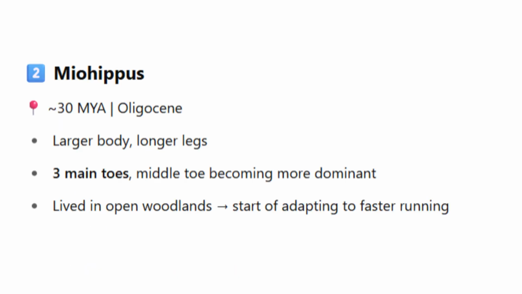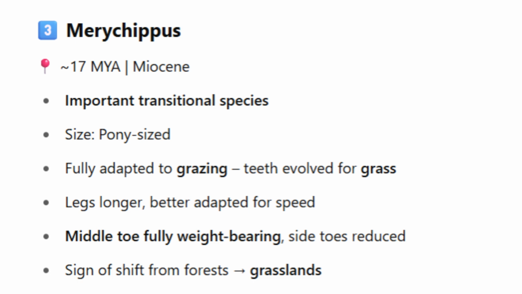Miohippus, 30 MA, Oligocene. Larger body, longer legs. 3 main toes, the middle toe becoming more dominant. Lived in open woodlands, the start of adapting to faster running. Merychippus, 17 MA, Miocene. Important transitional species. Size: pony-sized. Fully adapted to grazing. Teeth evolved for grass. Legs longer, better adapted for speed. Middle toe fully weight-bearing, side toes reduced. A sign of the shift from forests to grasslands.